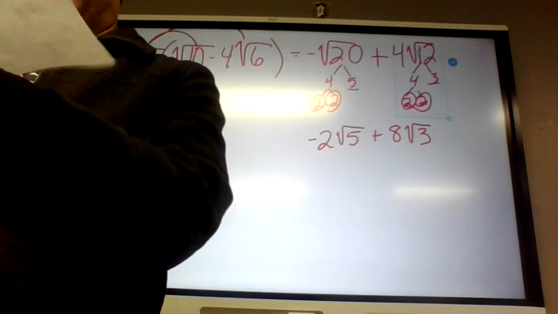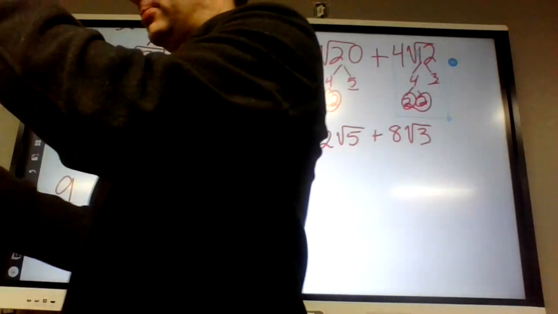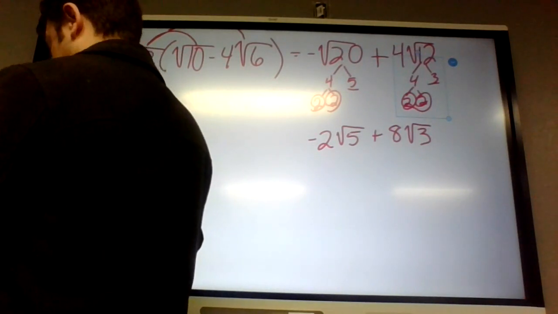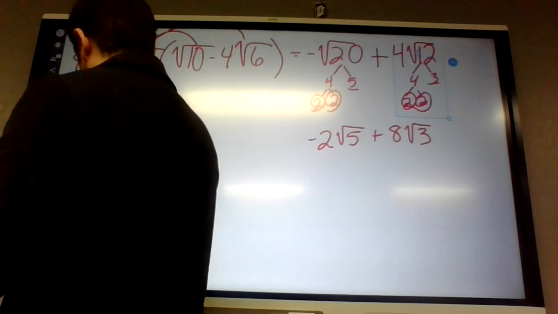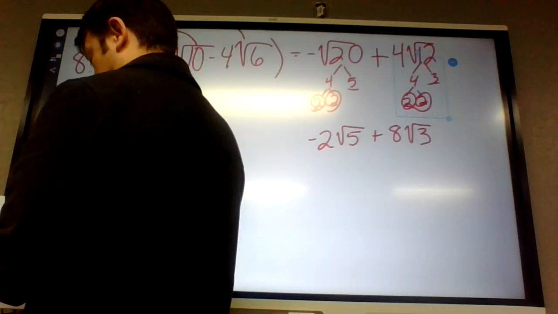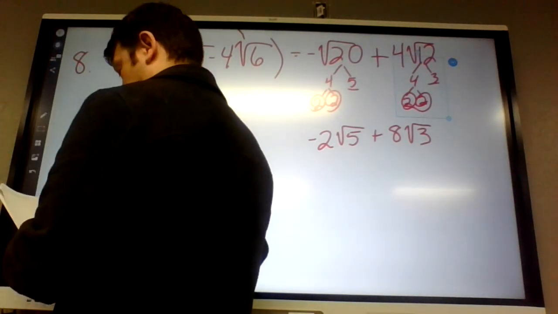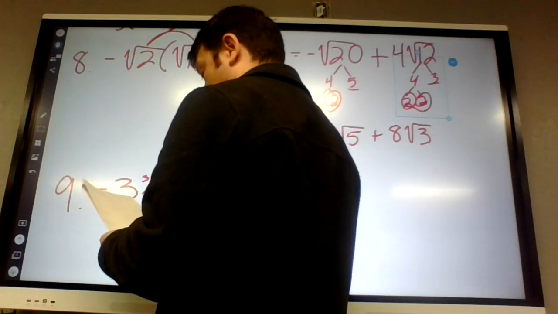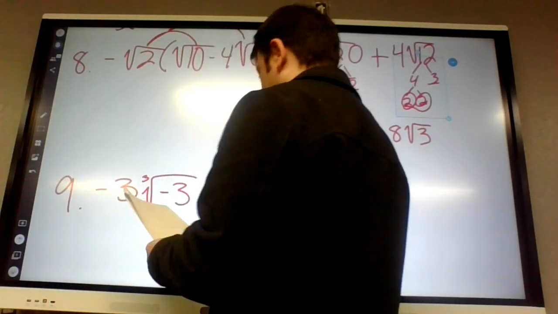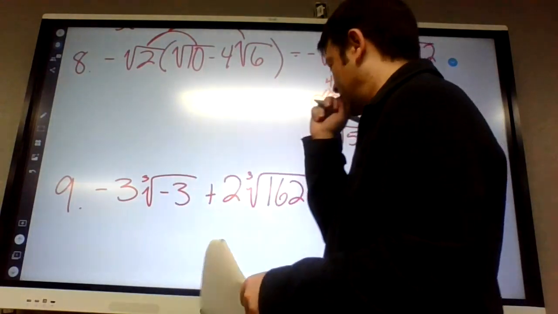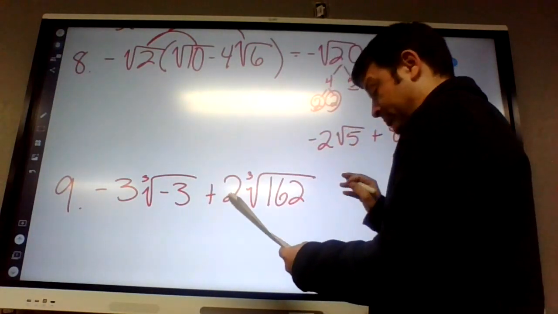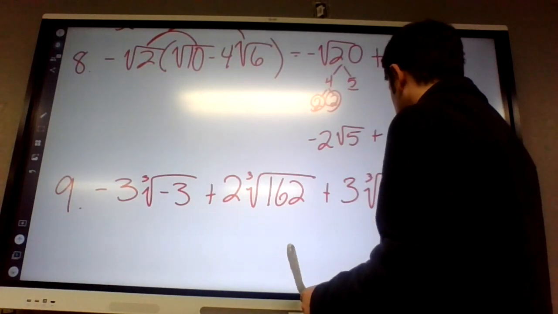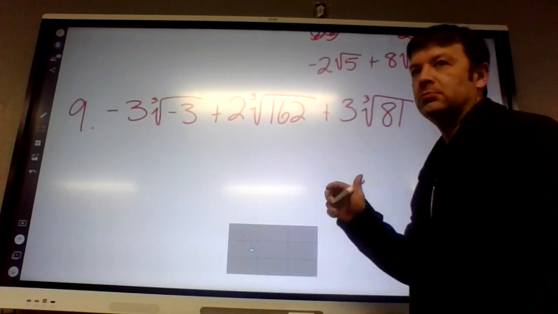Okay, let's do 9. Yeah, it's got a little bit of a trick to it. I think we've seen this like once. Like the cubed root of a negative thing, I think we saw that once maybe.